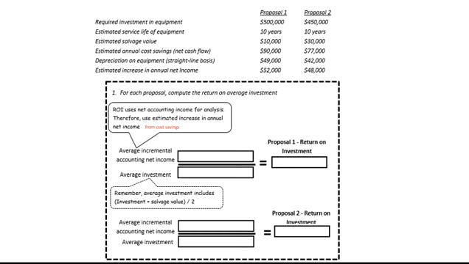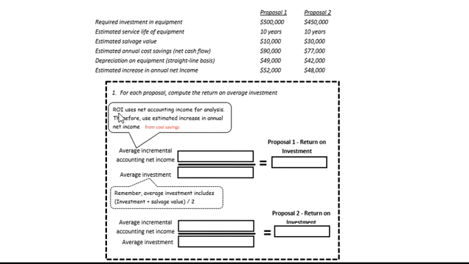Now let's go on and perform an analysis utilizing the same data from the previous slide. In this case, we're going to analyze these two proposals based upon return on investment. Now we have all the same information from our previous slide. And it says here, for each proposal, compute the return on average investment, the ROI capital budgeting analysis.